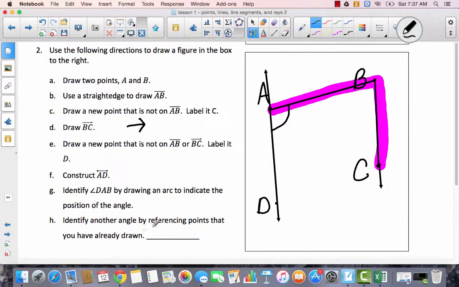Okay, so I'm going to put the angle sign. Angle, I think I'll call it ABC. That's a little more fun. You could also call it CBA. So angle ABC.